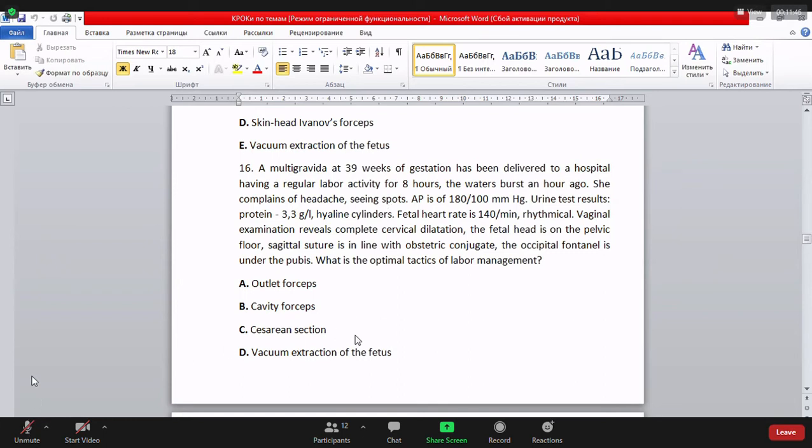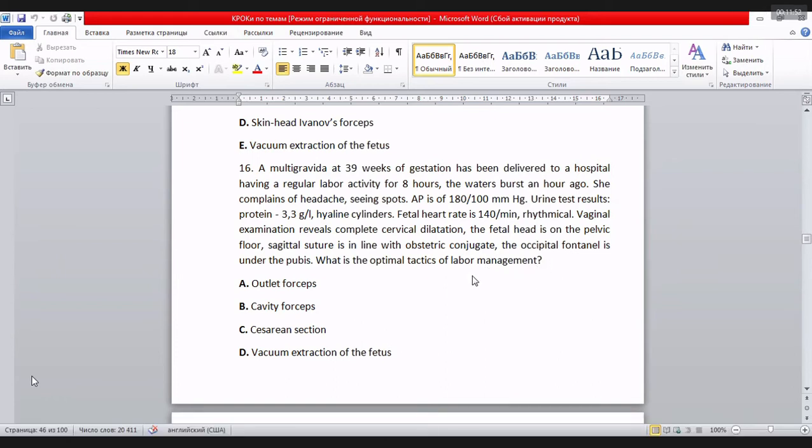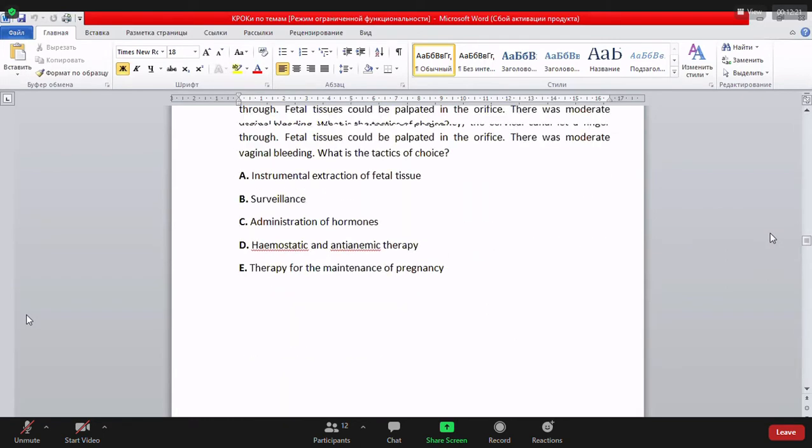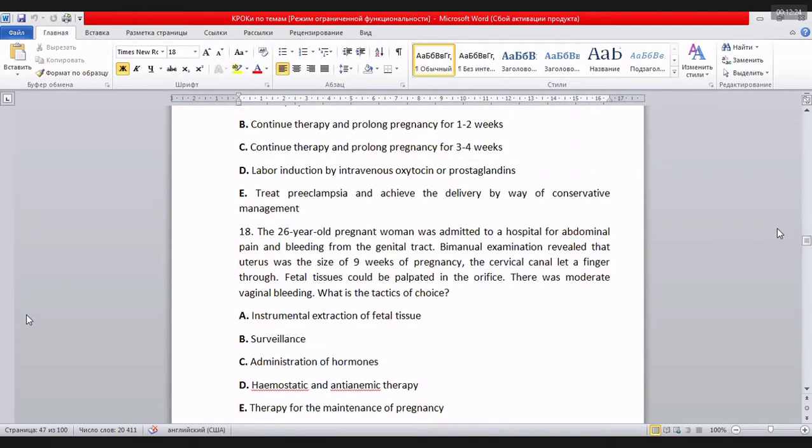You know that it is the end of the second stage of labor because the fetal head is on the pelvic floor. And that's why the answer is outlet forceps, in order to accelerate the labor and prevent development of eclampsia. It is preeclampsia, but maybe eclampsia, because we have very severe symptoms here. The next.